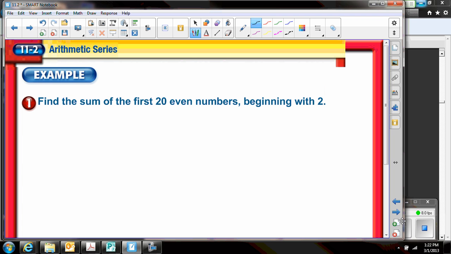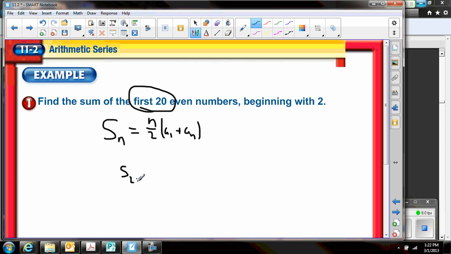So let's give this a try. First question, let's try to find the sum of the first 20 even numbers beginning with 2. So first thing, I'm looking for S sub n equals n over 2 times a sub 1 plus a sub n. If I'm looking for the first 20 even numbers, that means n is going to be 20 because that's the number of terms I'm searching for. So I have 20 divided by 2 times the quantity a sub 1, which is the first term. The problem tells me we're beginning with 2, so a sub 1 will be 2, plus a sub n.